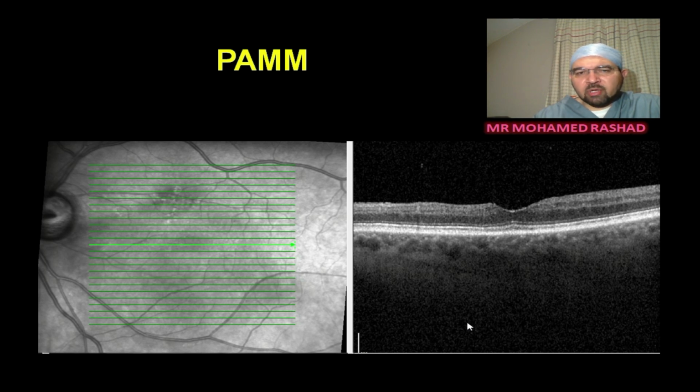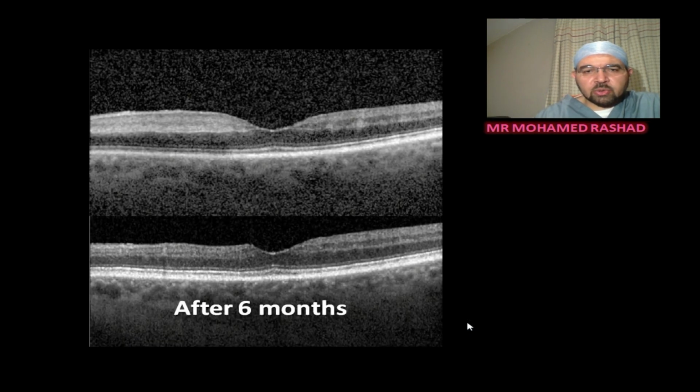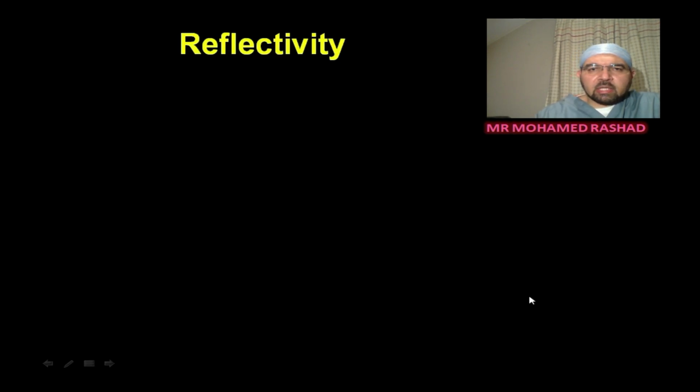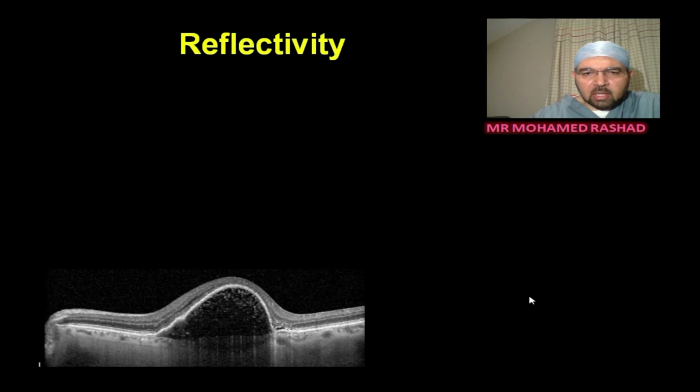For the eye itself we cannot do any treatment at this stage, but you have to check the cardiovascular risks of the patient. This is after 6 months here, and this is on presentation. So you can see the thinning that happened. The reflectivity is important in identifying the pathology as well.